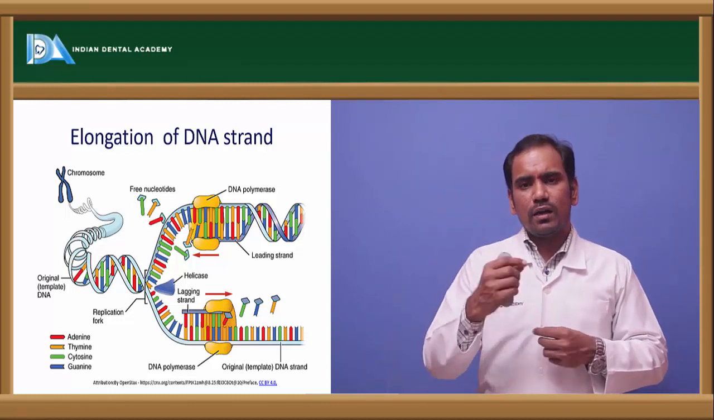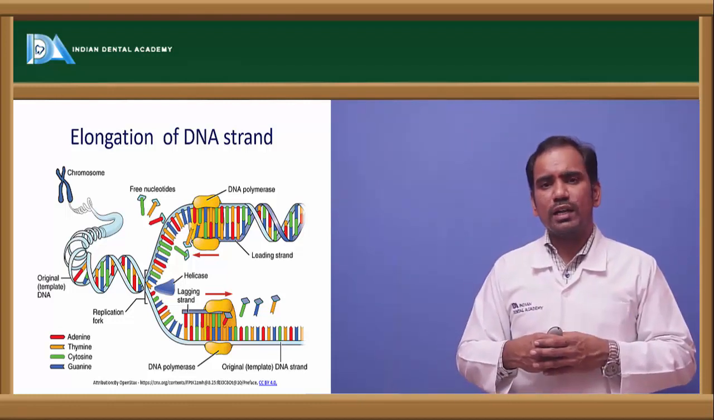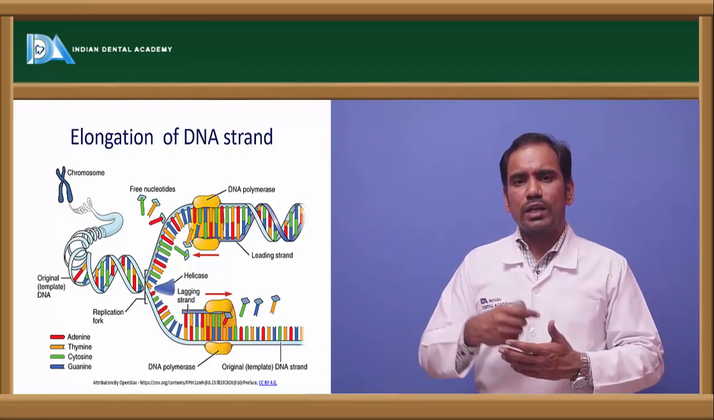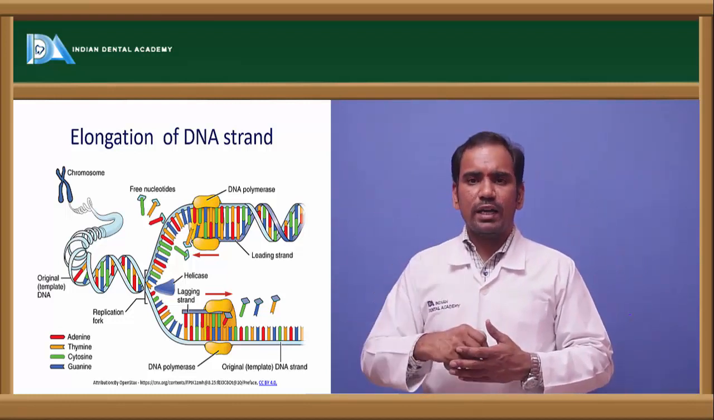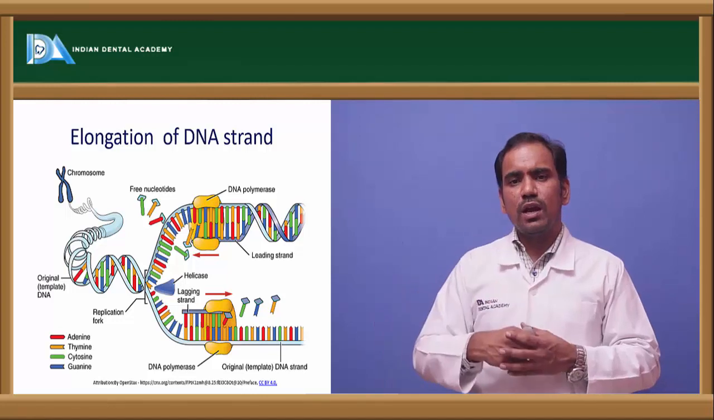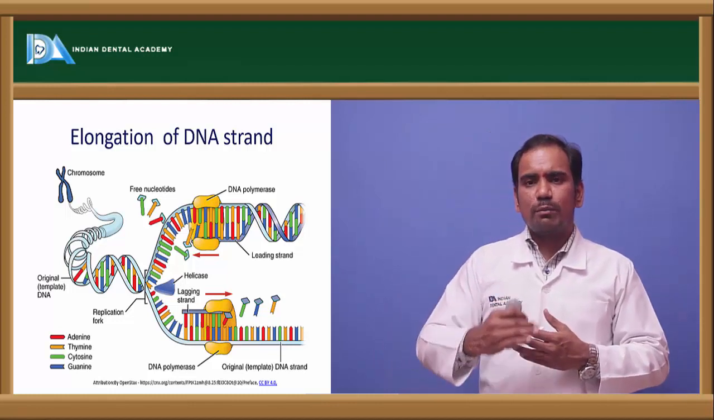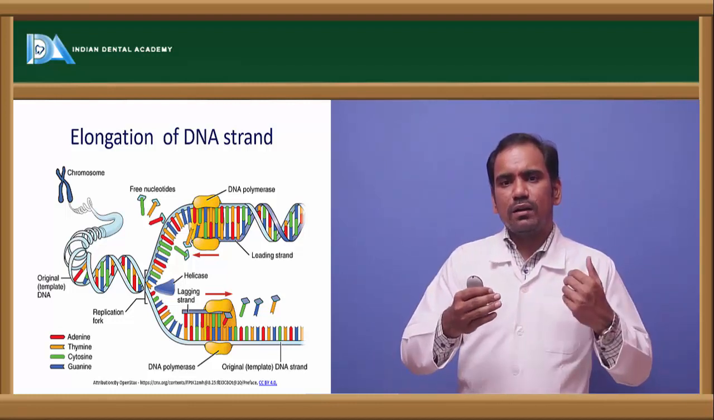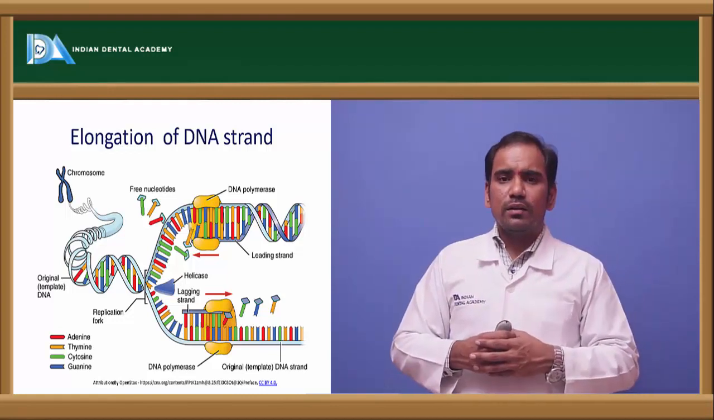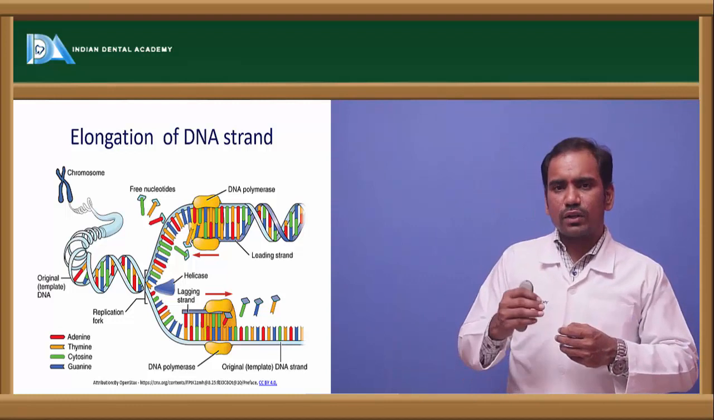Once the RNA primers are removed, the gap which is created after the removal of RNA primers is filled up again by the action of the enzyme DNA polymerase 1. So DNA polymerase 1 removes the RNA primers, and also it adds the deoxynucleotides. So it has polymerase function and also excision function. It removes the RNA primers. Once RNA primers are removed and that gap is filled by the deoxynucleotides by the action of DNA polymerase 1, then again we have a small gap between these Okazaki fragments.